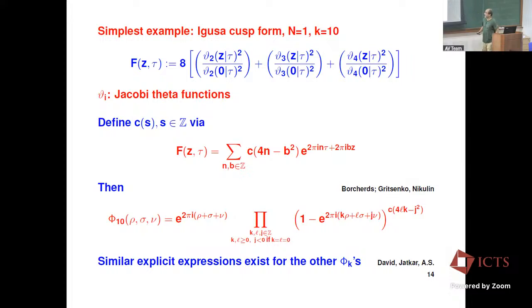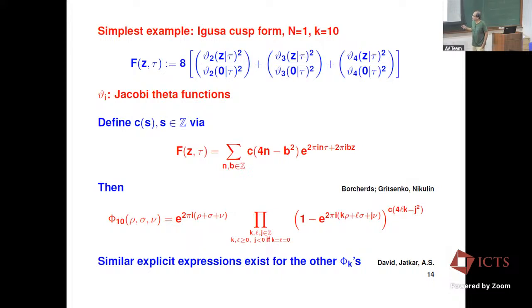The way it is defined, at least this is one way you can define it, is that we first define this function f of z and tau, which is given here. This theta 1, theta 2, theta 3, and theta 4 are the standard Jacobi theta functions. Now this is a weak Jacobi form, so it has an expansion of this kind.